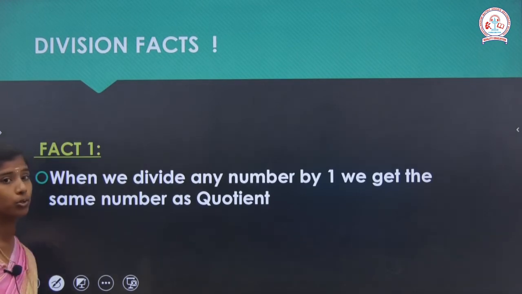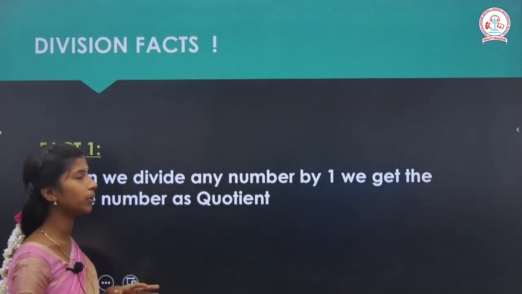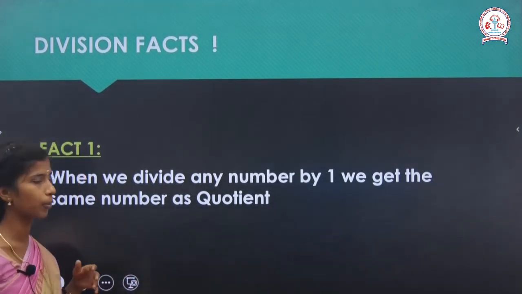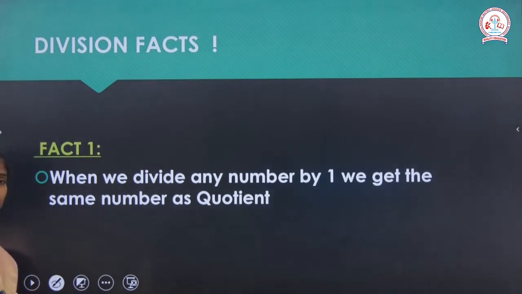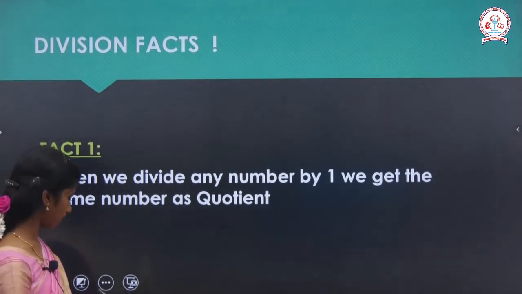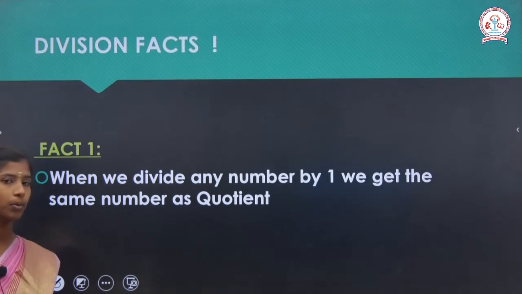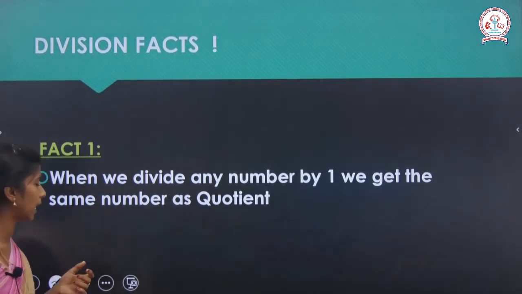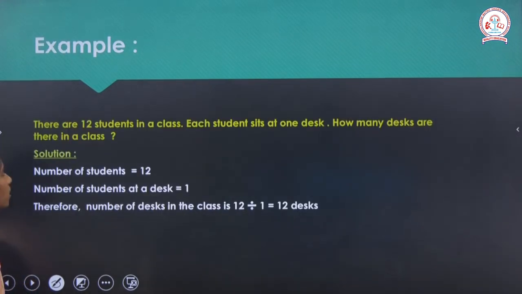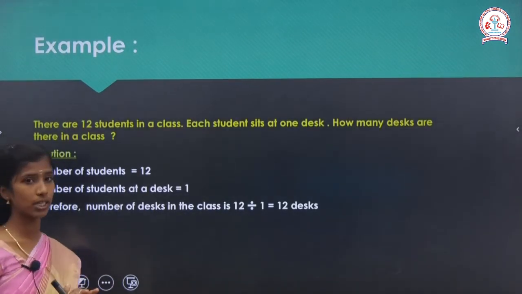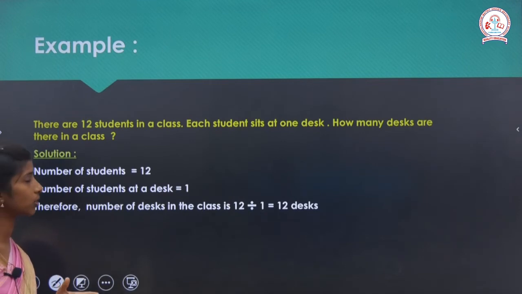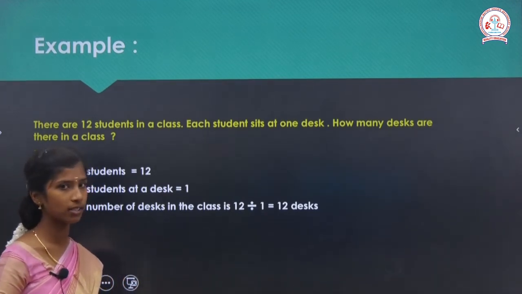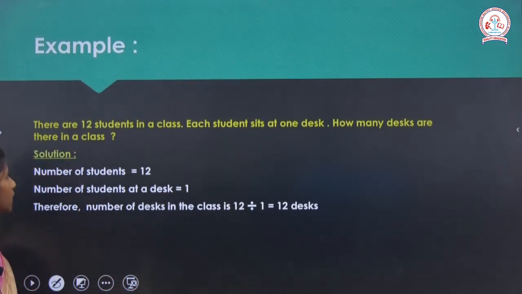Now we'll move to the division facts. What I mean by division facts? Let us see about that. Fact 1. When we divide any number by 1, we get the same number as quotient. Let us see about this fact with an example. Listen. So, there are 12 students in a class. Each student sits at one desk. How many desks are there in a class?